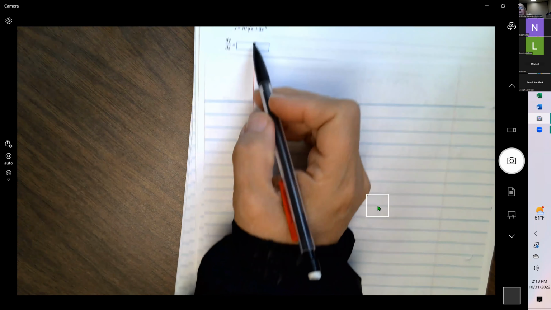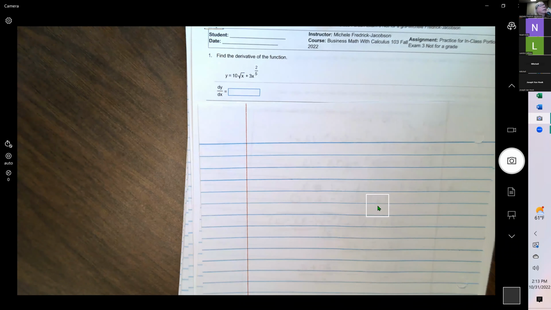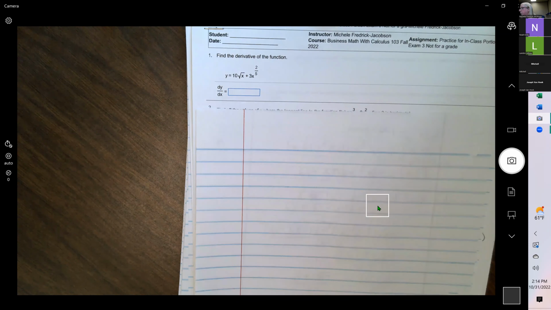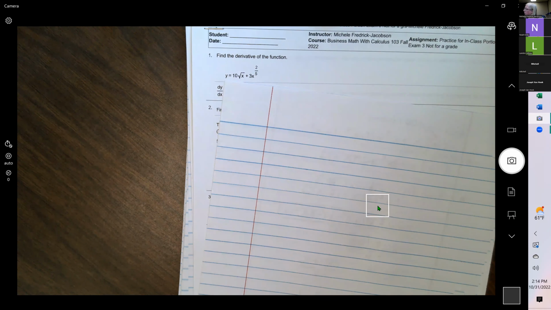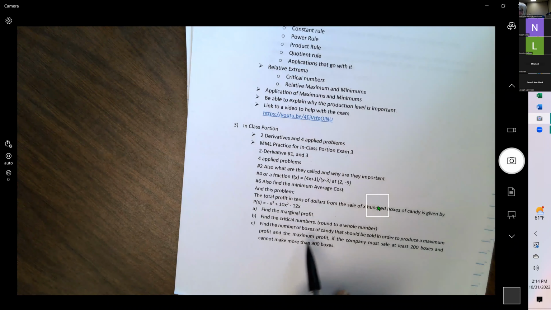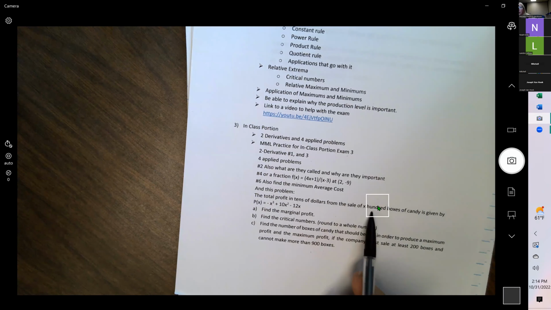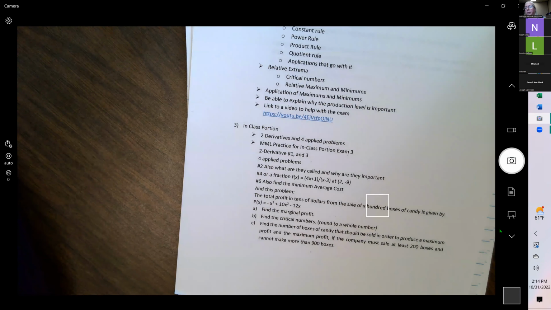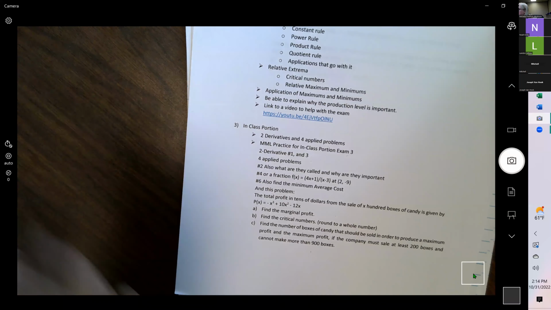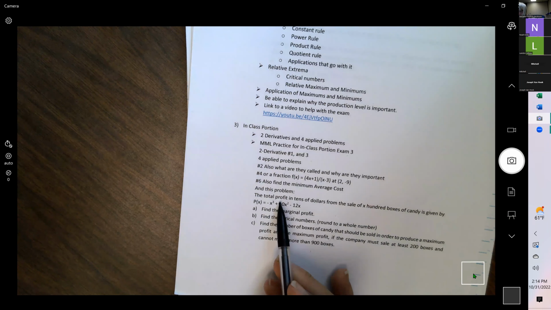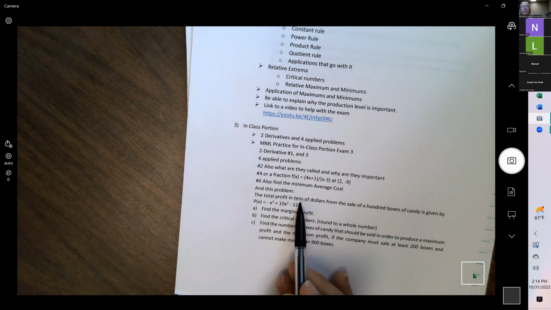But in order to take the derivative of, yeah, X was in 100 boxes, and so we multiply by 100. And the same thing with the money. Profit was in tens of dollars, so we multiply by 10.